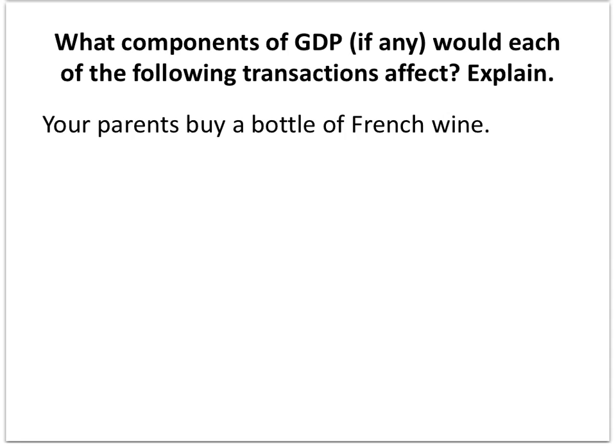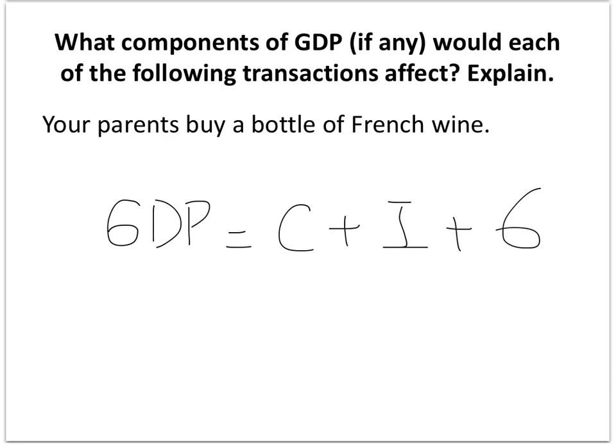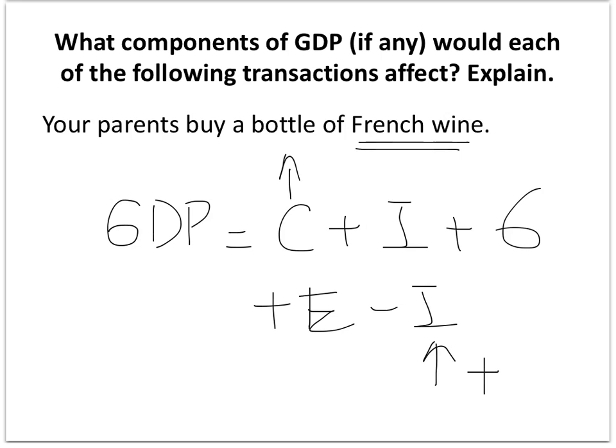And the fifth example, your parents buy a bottle of French wine. Let's write the GDP again: consumption plus investment plus government plus net exports, which is exports minus imports. As you know, when you buy a French wine, it's a consumption good, so your consumption will increase. But because of the GDP definition, GDP is the market value of all goods and services produced domestically. French wine is an import, so since you buy a French wine, imports will increase by 1 unit and consumption will increase by 1 unit.